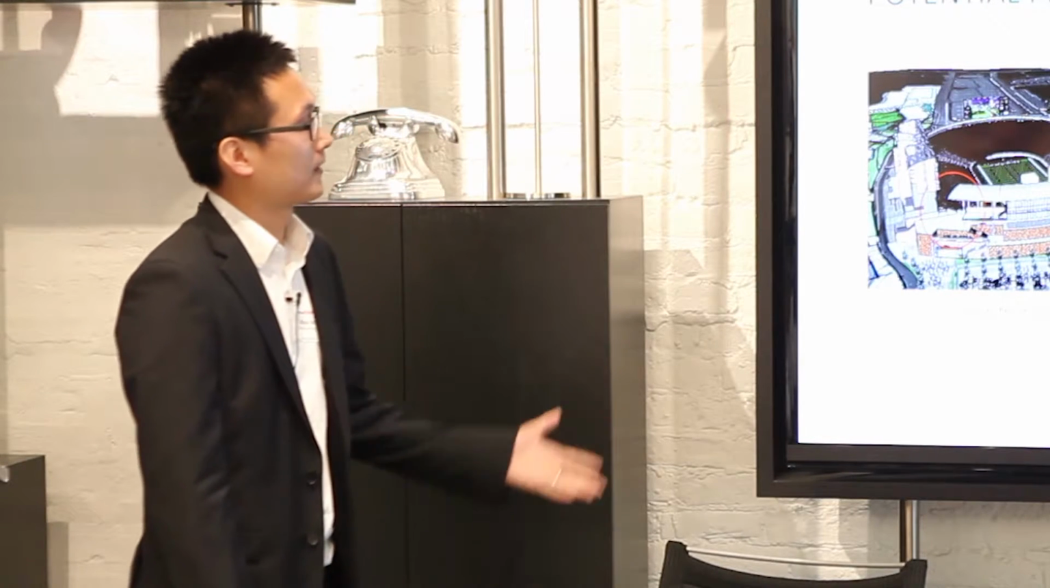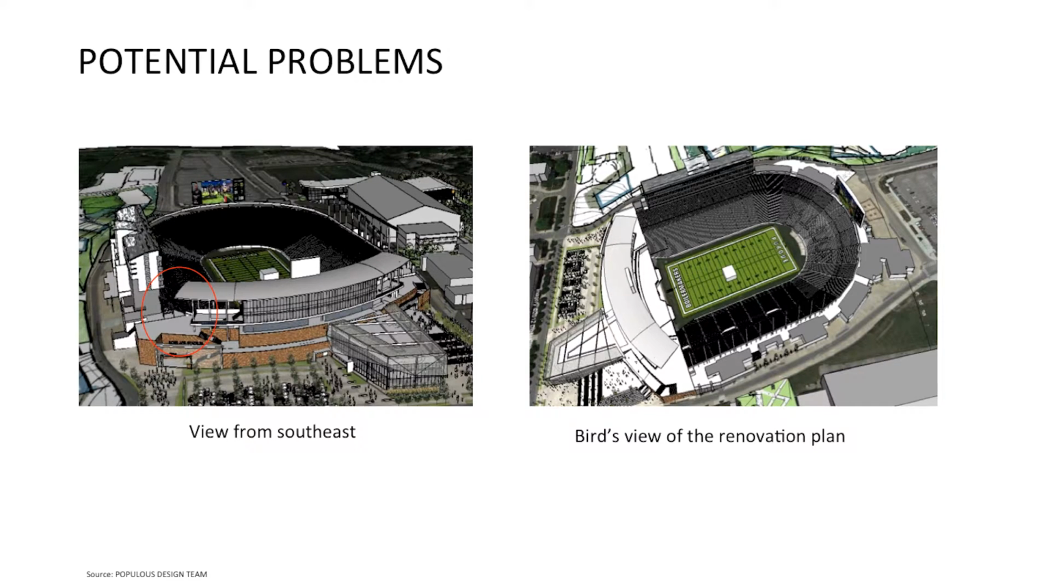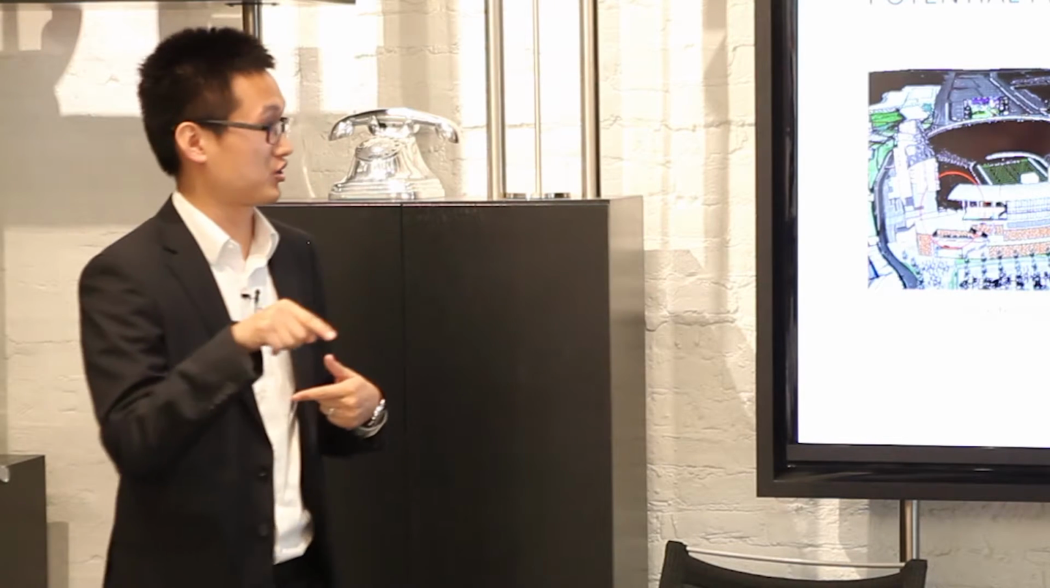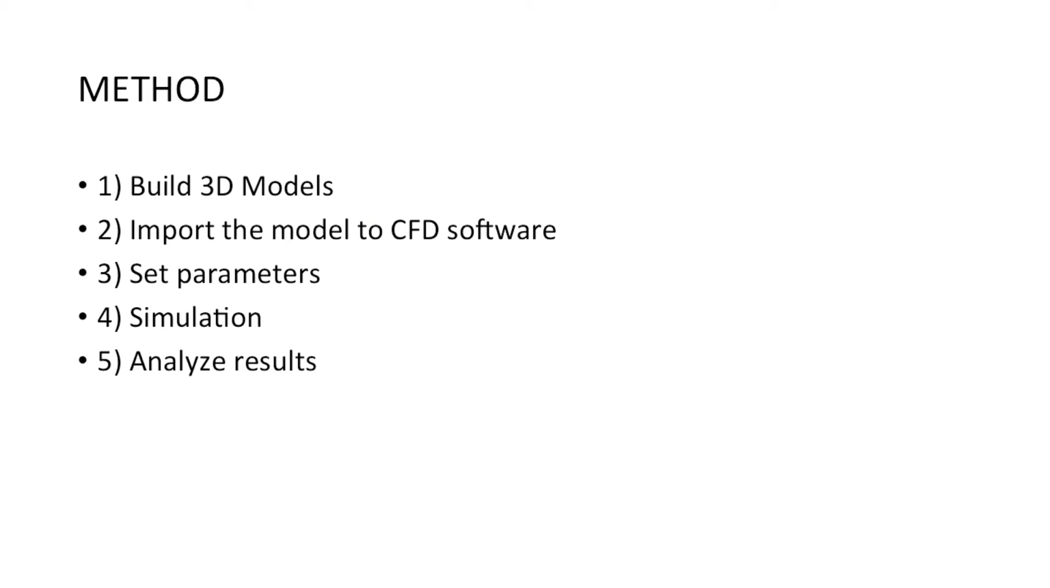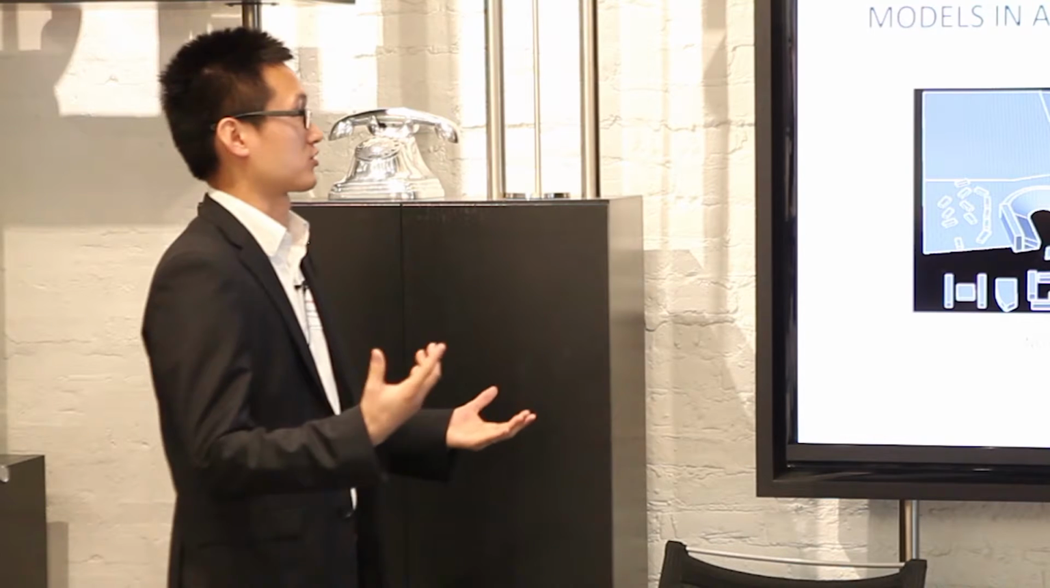So here's the design. The design team expected some problems because of the shape. As you can see, from the southeast side, there is a valley shape. They worry that the wind is going to be accelerated through that shape and stay in the stadium, which is not good. So the method is pretty straightforward. First, you build the 3D model, then import the model to the simulation software, set parameters, run the simulation, and get the result. Based on the result, you can propose solutions.